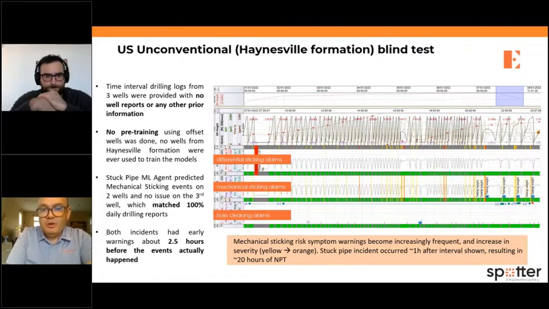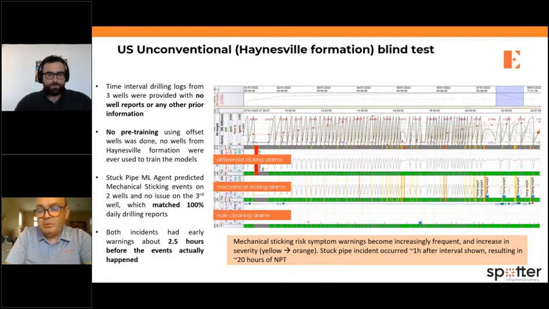So they gave us those free wells, and you can see on this one well here, on the mechanical sticking, again the warnings showing up, turning into alarms, and also intensifying towards the end of the interval. We saw the same situation on the second well, and on the third well, actually it was all clean, with no warnings, no alarms, nothing.